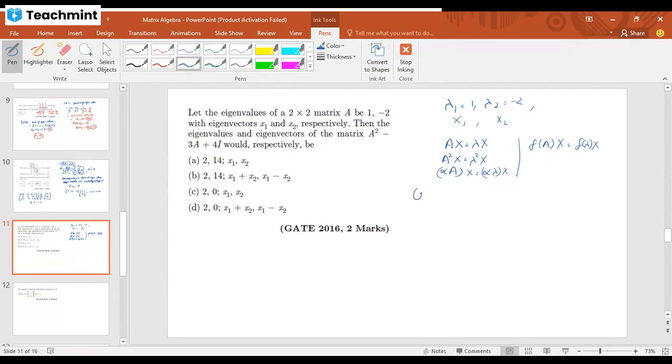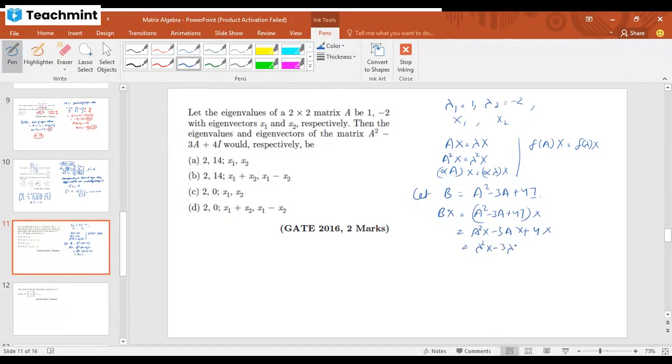Let's suppose that we are considering B as A square minus 3A plus 4I. Then what is Bx? Bx means A square minus 3A plus 4I times x. So this is equal to A square x minus 3Ax plus 4x. So A square x is lambda square x.